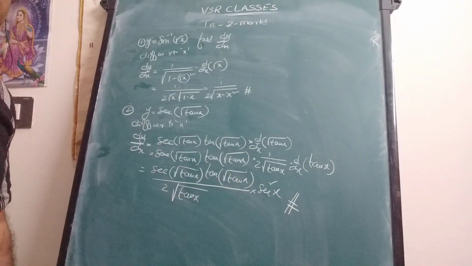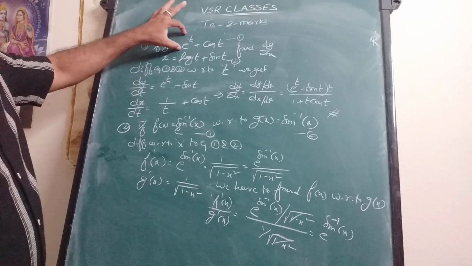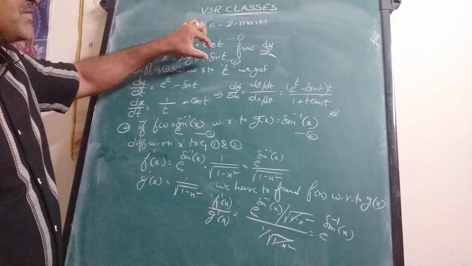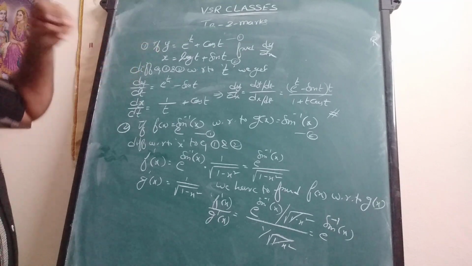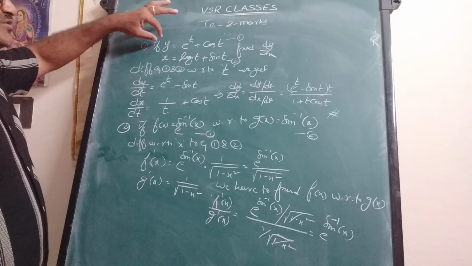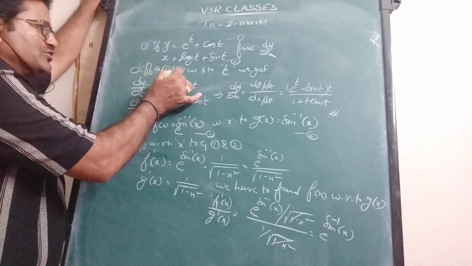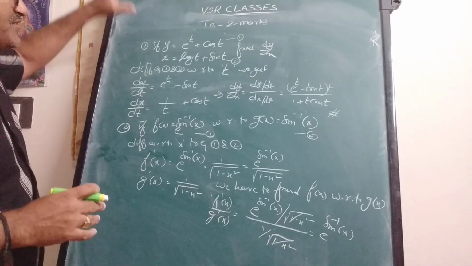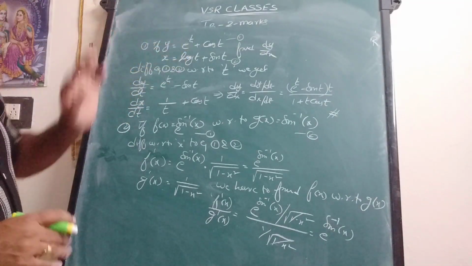Like this we have to do. Now listen. If y is equal to e power t plus cos t, equation 1, and x is equal to log t plus sin t, find dy by dx. Okay, these are parametric equations given in terms of t. So differentiating equations 1 and 2 with respect to t, we have to differentiate these two equations with respect to t. Why? Because the function is totally in terms of t.